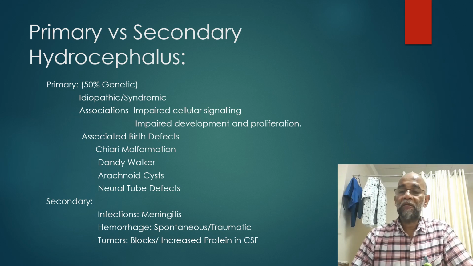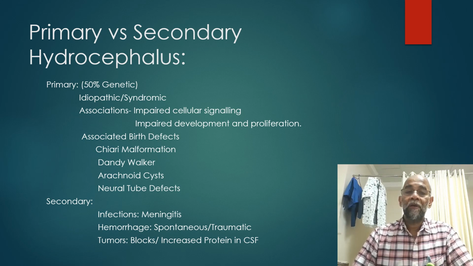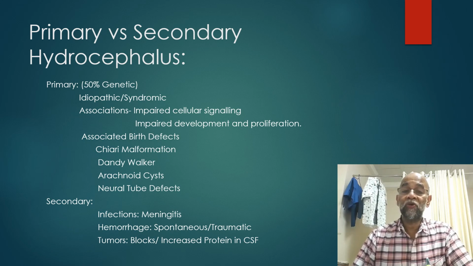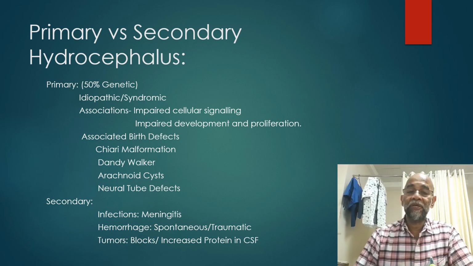So hydrocephalus can be either primary because of a primary block, or it can be secondary when some other pathology results in a blockage of the CSF flow. Primary is mostly genetic, or at least 50% genetic. It can be either idiopathic or part of a syndrome. Associations of impaired cellular signaling and impaired development and proliferation are associated with the development of hydrocephalus. Some of the commoner associated birth defects include Chiari malformation, Dandy-Walker malformations, arachnoid cysts, and neural tube defects.